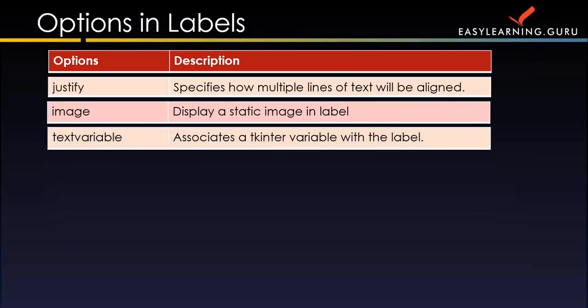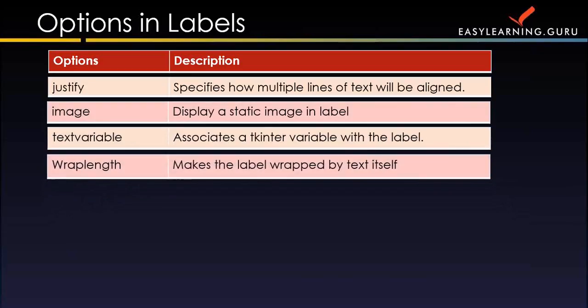Next we have textvariable. This associates a text variable with your label. If the variable is changed, then the label text is updated accordingly. Then we have wraplength. With wraplength, you can limit the number of characters in each line by setting this option to the desired number. This is given in screen units, and the default is 0, that is no wrapping, which means that the lines will be broken only at newlines.